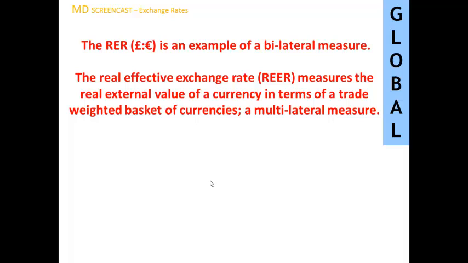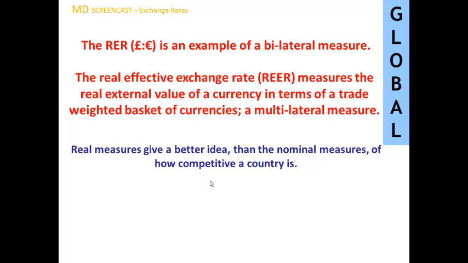Economists usually prefer to compare purchasing power when countries sell more than one product and also trade in a number of currencies. So therefore, the real effective exchange rate is more useful because it allows adjustment for a broad basket of goods. This could give an indication of how competitive a country is.